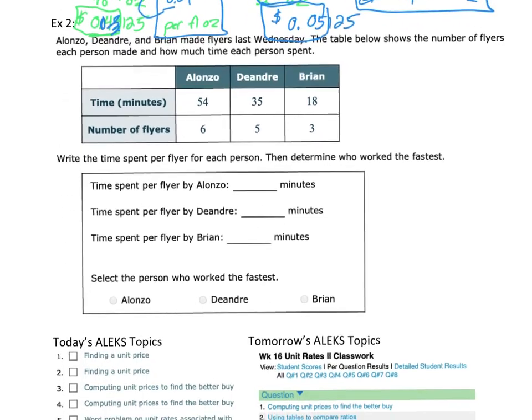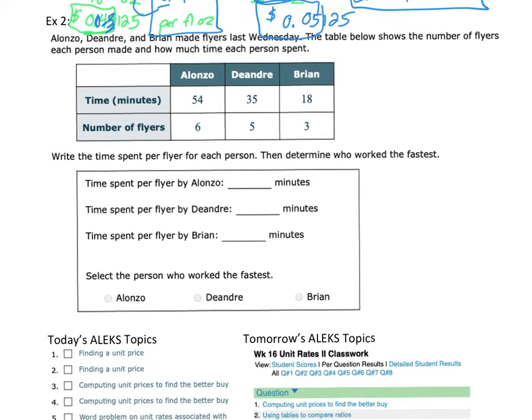Okay, next problem, spend less. Alonzo, DeAndre, and Brian made flyers last Wednesday. The table below shows the number of flyers each person made and how much time each person spent. So here's how much time, here's how many flyers. 54 in 6 minutes, 35 in 5 minutes, 18 in 3 minutes. Write the time spent per flyer for each person, per flyer. So flyer's my denominator. Hey, they've already set it up for you. 54 over 6, 35 over 5, 18 over 3. They won't always do that. Sometimes they'll have these two flipped.